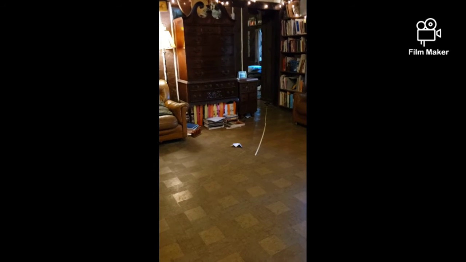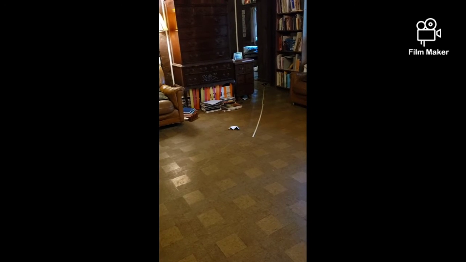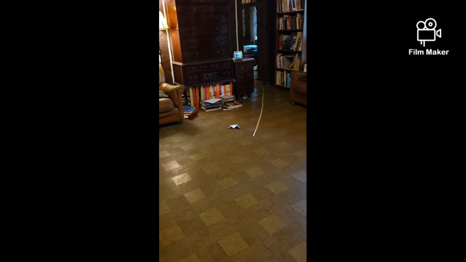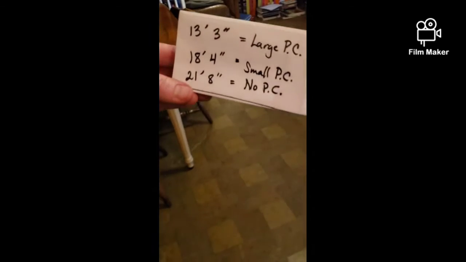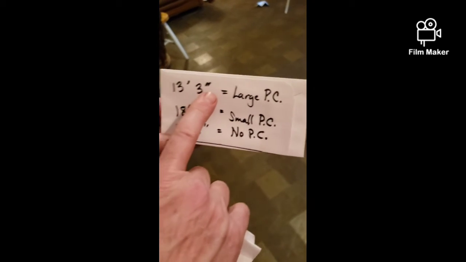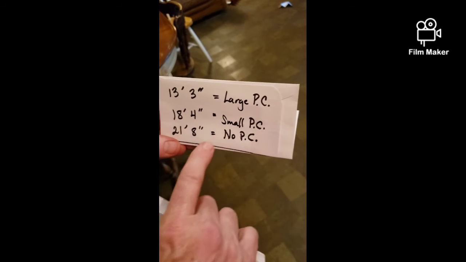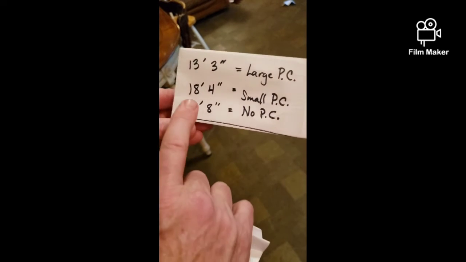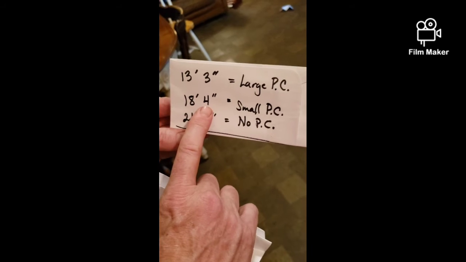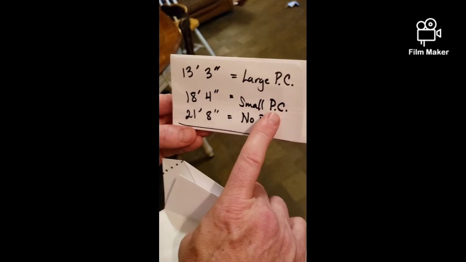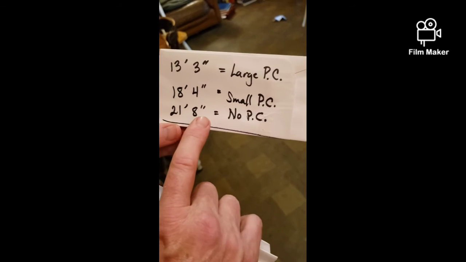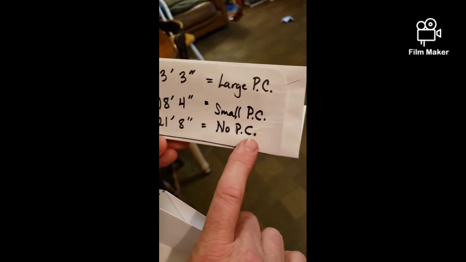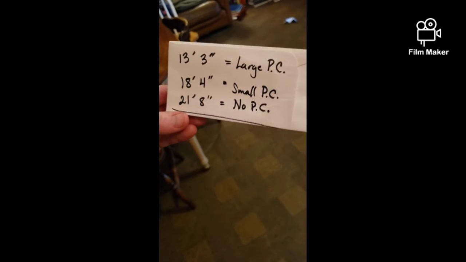Okay, so you can't see it here, but it's 12 feet to the beginning point of the tape measure. And the total distances were 13 feet 3 inches for the heaviest weight, the large paper clip, 18 feet 4 inches for the small paper clip, the medium weight, and 21 feet 8 inches for the lightest plane with no paper clip.